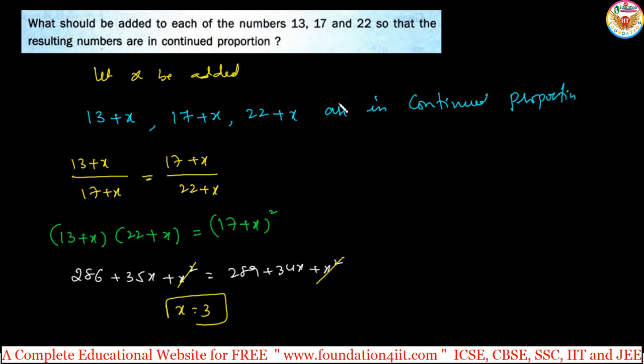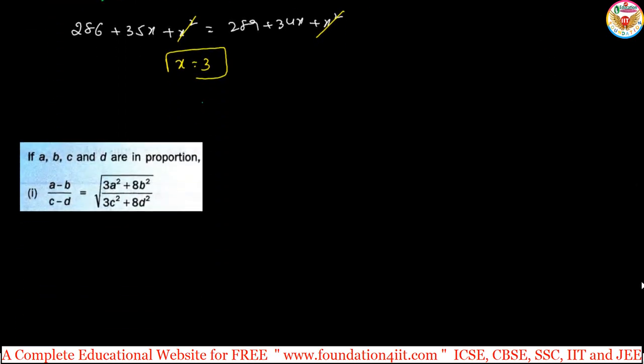This is the way to find what should be added. If they mention what should be subtracted, you can take the minus sign. Okay, I'm not doing that sum. And the most important thing is proportion, that K method. One sum I'll show here.